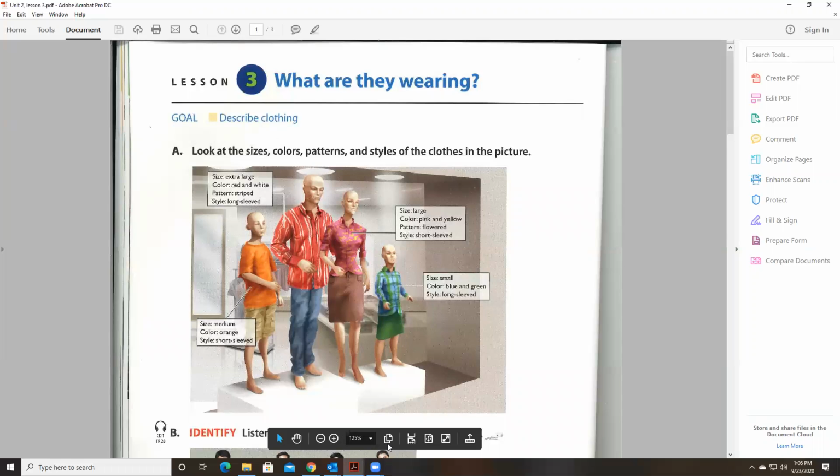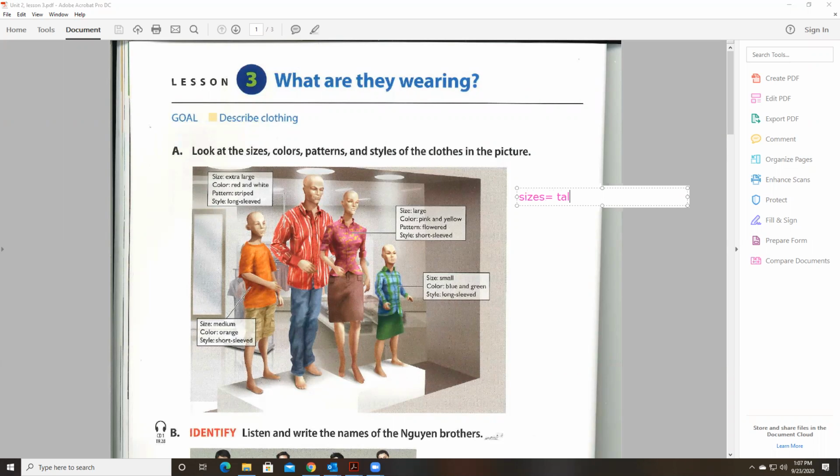I'm not even sure if that's a boy or girl. I think that is a girl right here, because it looks like that person is wearing a skirt. Let's pay attention to their shirt though. We have a size. Remember, when we're talking about sizes, we're talking about tallas. Talla o tallas, right?